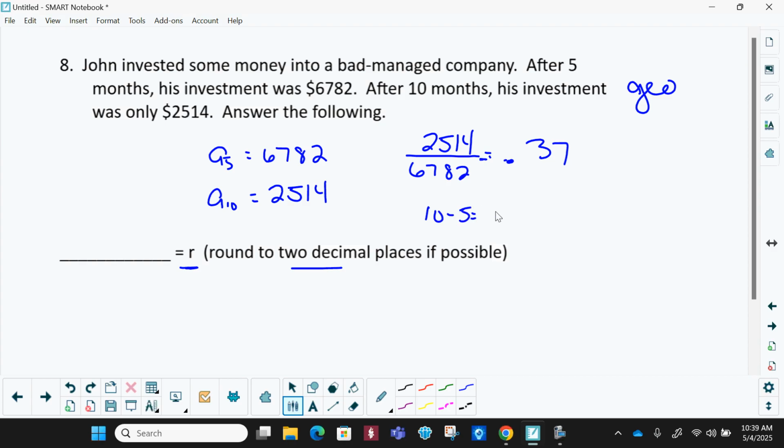So 10 minus 5 is 5. So what we're going to do here is take the fifth root of 0.37. Okay, and when you do that, you're going to get 0.82. So there is your final answer on here. You are supposed to get a decimal, right? And it makes sense because we are decreasing in there.